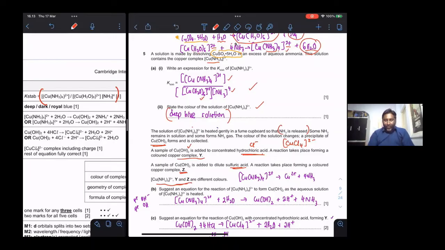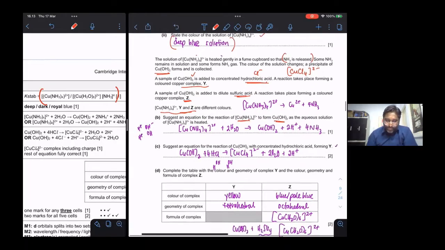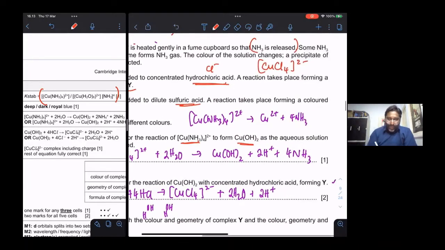Let's actually look into one by one. Suggest an equation to form CuOH2 as the aqueous solution is heated. So what will happen? When this one is heated gently, then ammonia is being released. When ammonia is released, what is actually happening? You need to write down first, this one heated gently, you are going to have copper 2+ with ammonia. All the ammonia, or they say some of it stays there. You have copper 2+.